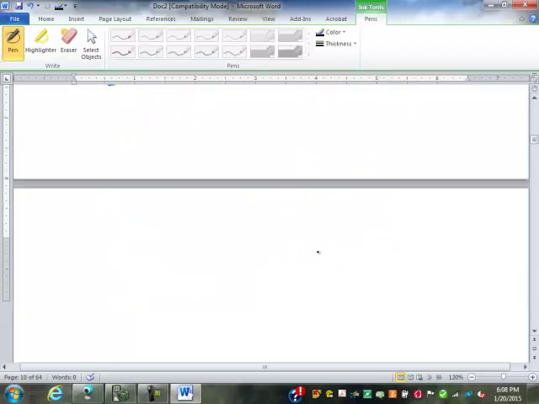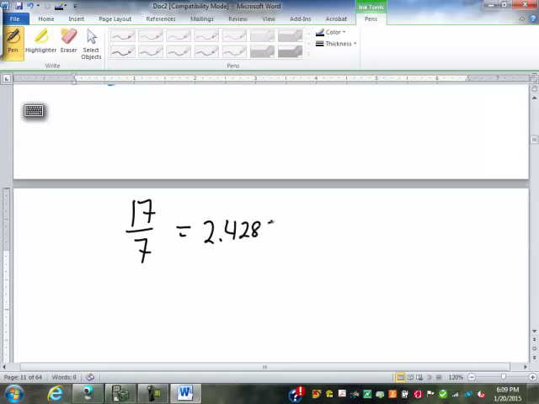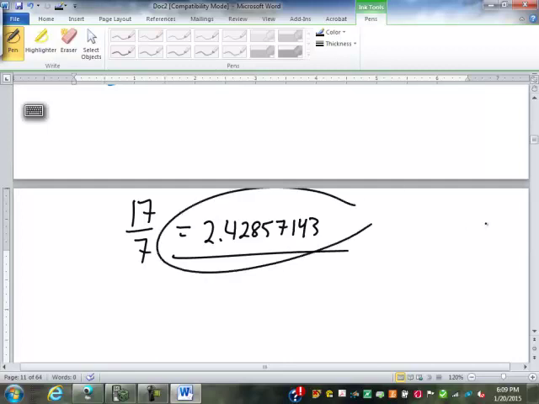Give me a number between 20 and 50. 17. Okay. It's not quite between 20 and 50, but it'll work. 17 divided by 7, dividing by 7, that would be 2.4285743 approximately. You can check it on the calculator if you want to. That's right.